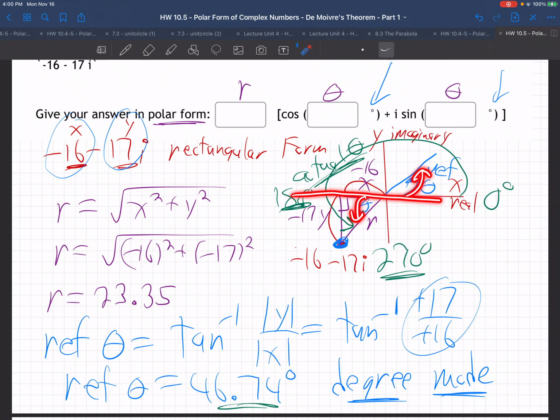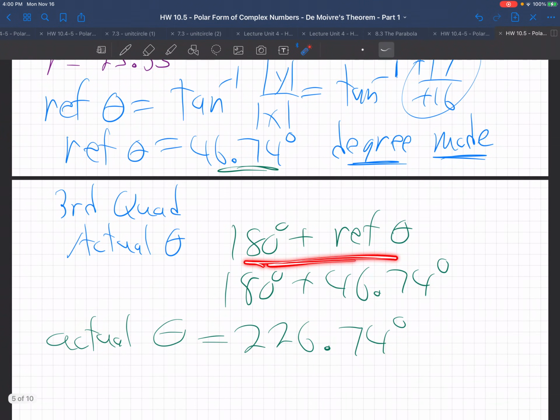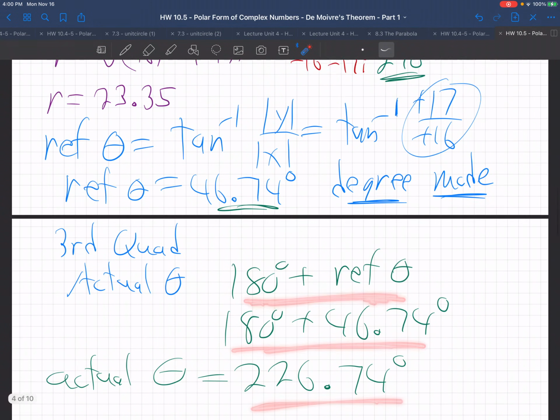Why? Because that's the same line off of the x-axis. So it's going to be the same angle. So this is theta. That's our reference angle, but we want the actual angle now all the way to there from 0. That's the actual angle. What's that going to be? We're going to hit 180, right? From there to there's 180, and then theta more. So it's 180 plus the reference theta, and that comes out 226.74.